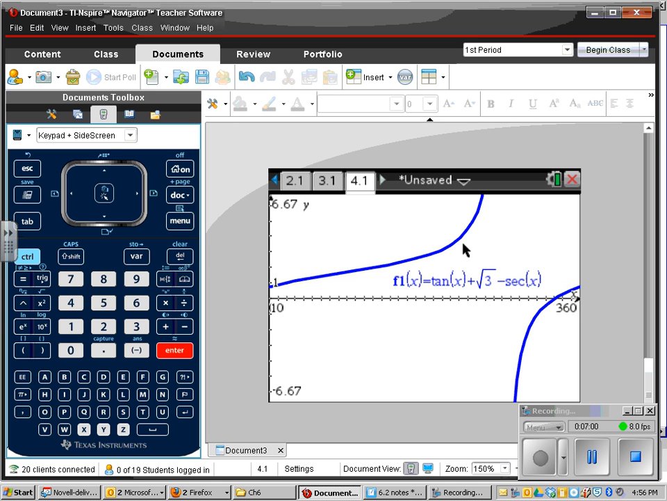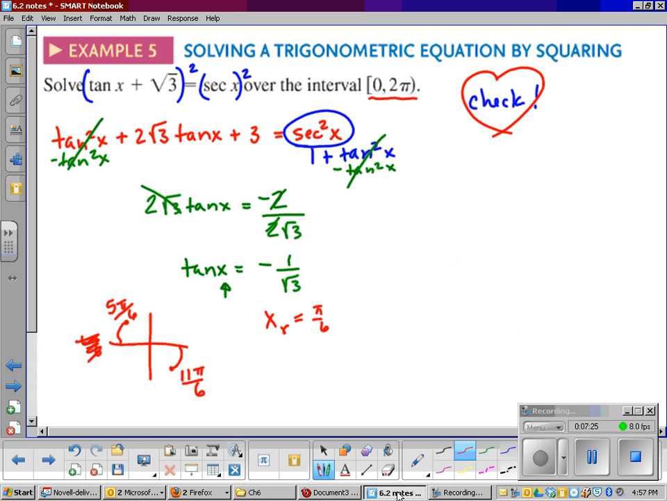There's the equation. Make sure you have it typed in correctly. And we're looking at 1 revolution of the circle between 0 and 360 degrees, and we see that there's only one answer. There's only 1 zero right here. Clearly that's close to the end of the circle. It's close to the 360 degrees. You can do a graph analysis to find that zero, but I'm pretty confident that it's going to be this 11 pi over 6 right here.